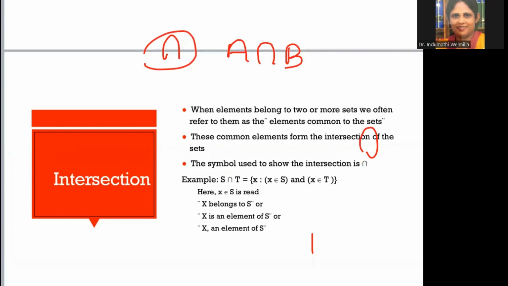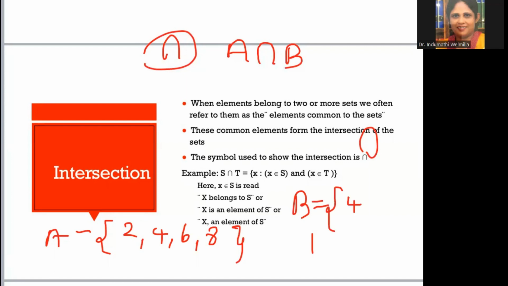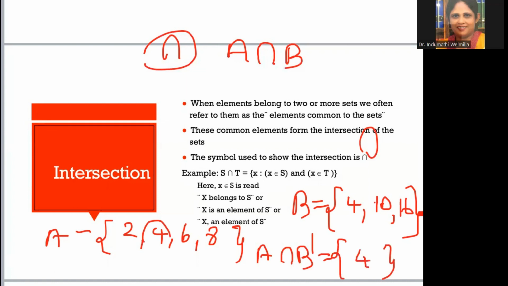Right? If set A is equal to 2, 4, 6, 8, and set B is equal to 4, 10, 16, then A intersection B is equal to only 4, right? Because these are the common elements for both sets.